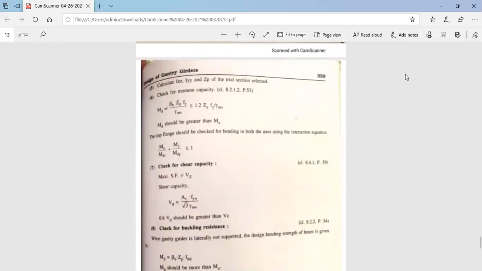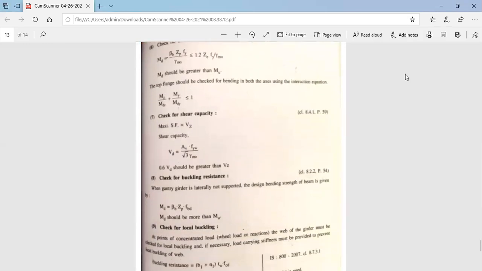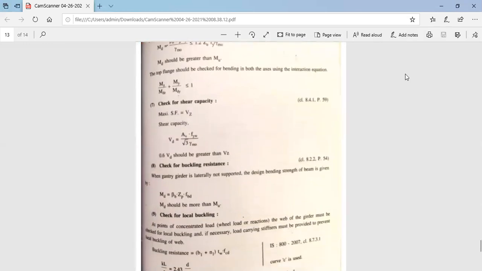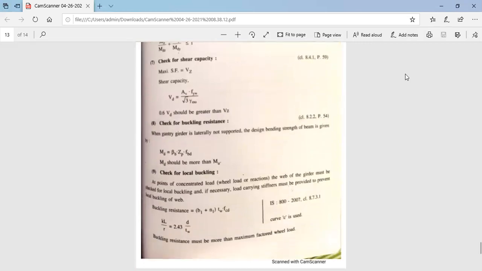Then the next step is to calculate Izz, Iyy and Zp for the trial section selected. The sixth step is check for moment capacity, and check for shear capacity. These checks we have already learned in our previous chapters. Then the eighth step is check for buckling resistance. This is new. When the gantry girder is laterally not supported, the design bending strength of the beam is given by Md equal to beta b Zp into fbd. Here Md should be more than Mu.